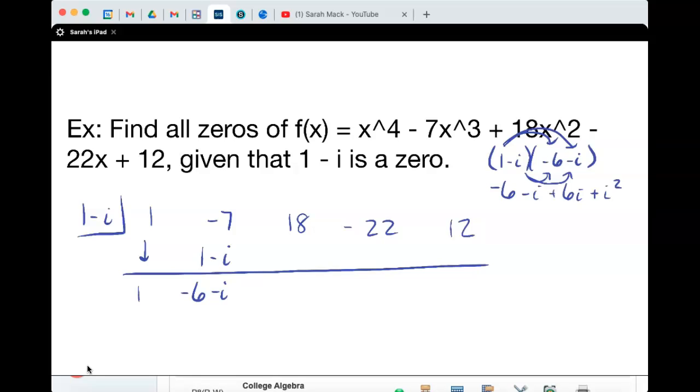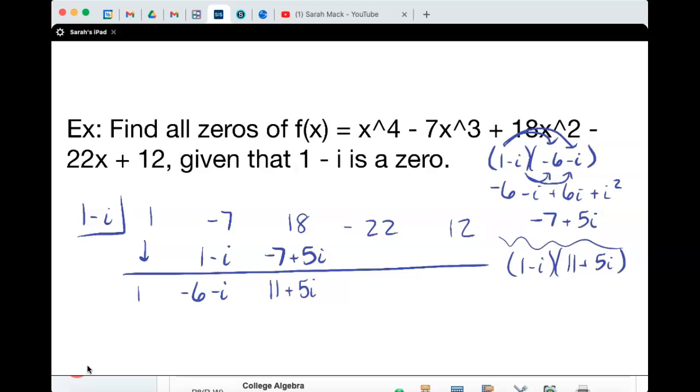Right, this is where it gets a little bit tedious, unfortunately. Yeah, so I can combine like terms. i squared becomes negative 1. Yay. So then I can once again add vertically: 18 plus negative 7 plus 5i, which is 11 plus 5i. And then we have to multiply again. So once again, we're off to the side, doing 1 minus i times the 11 plus 5i, and distributing.